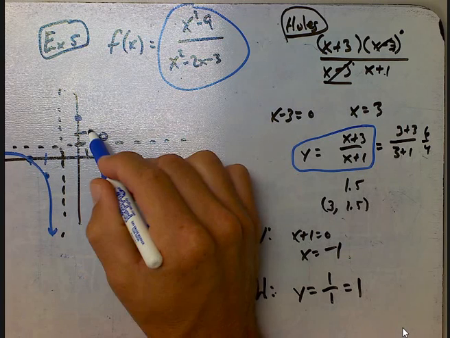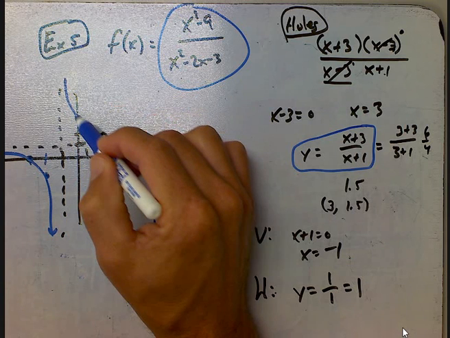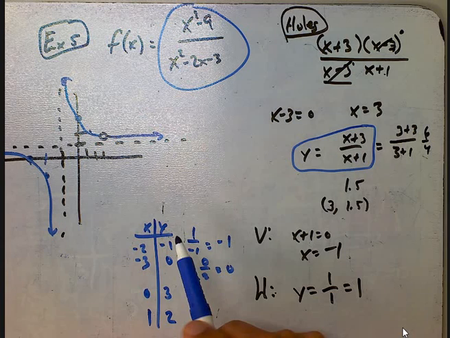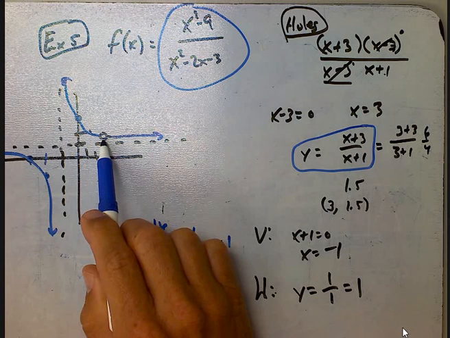And this curve looks like this. And notice that as I come through, I leave a hole right there at x equals 3. That's what the hole looks like graphically.